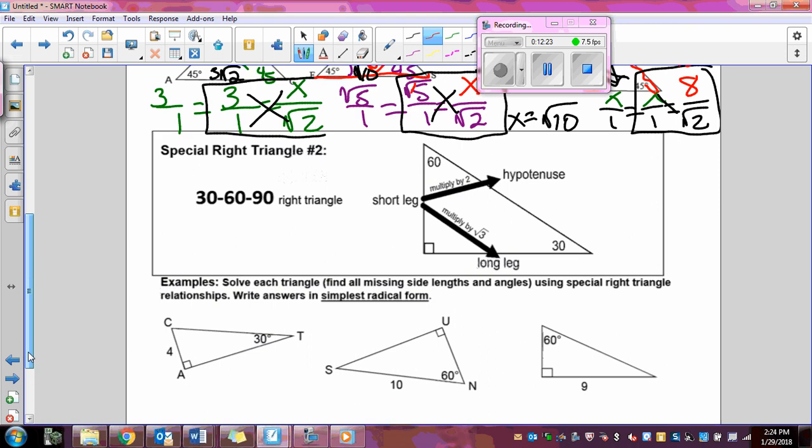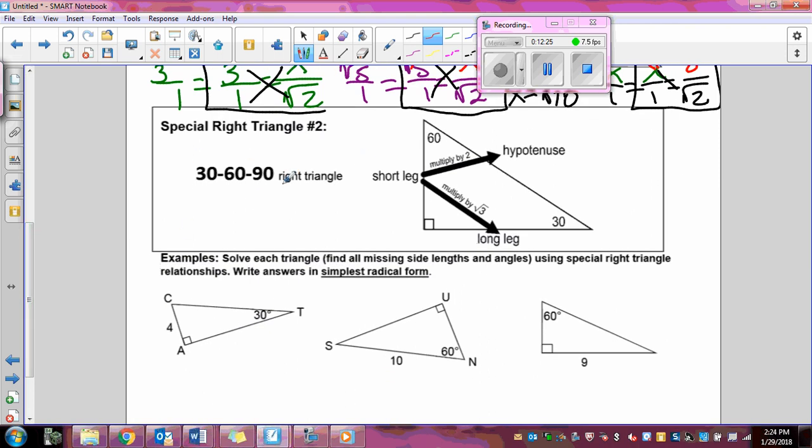Special right triangles for the 30, 60, 90, my ratio is going to be different. It's going to be 1 and square root of 3, 2. I always say it this way, 1, 2, square root of 3. Now, my 30 is my smallest angle, so 1 is going to be opposite my 30. 1 is my smallest side. The square root of 3 is actually my medium side.